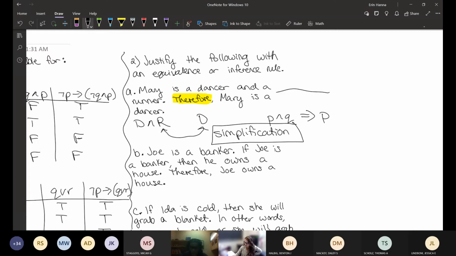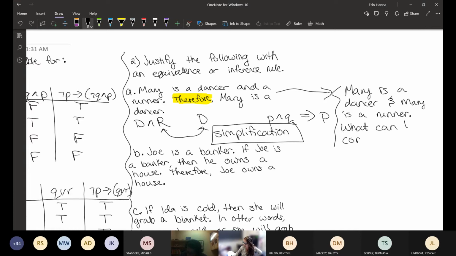One other thing I want to say about this specific question is another way I could phrase this type of question is I could just tell you Mary is a dancer and Mary is a runner. And then nudge, nudge, wink, wink, I could ask you, what can I conclude? Conclude. That also looks like a D. By simplification.